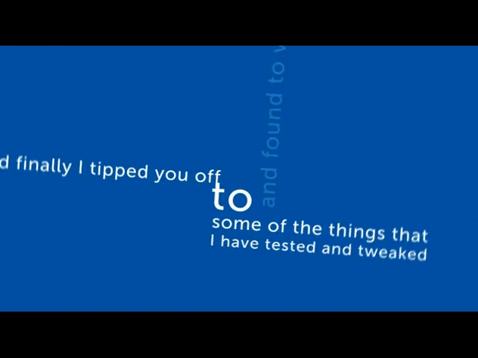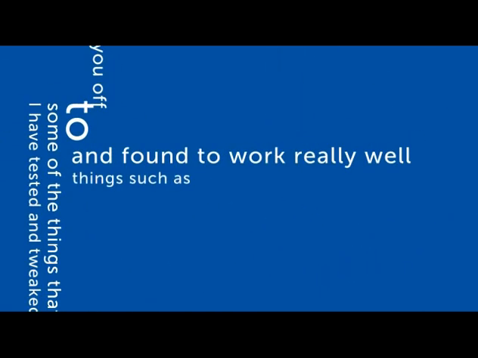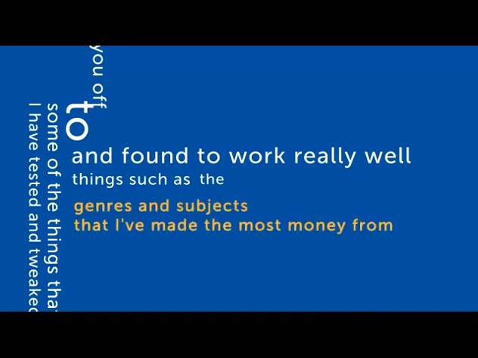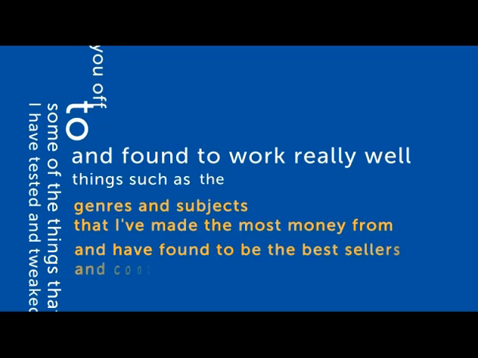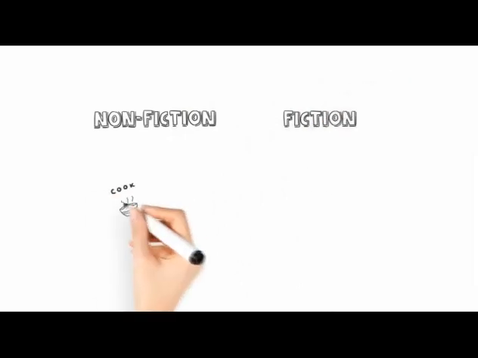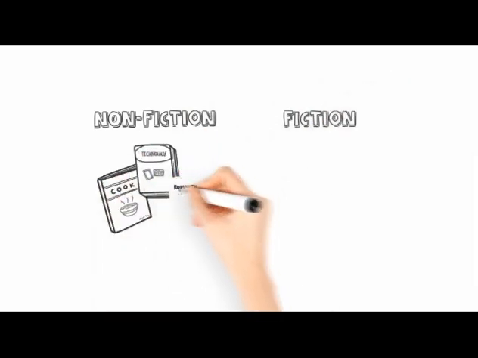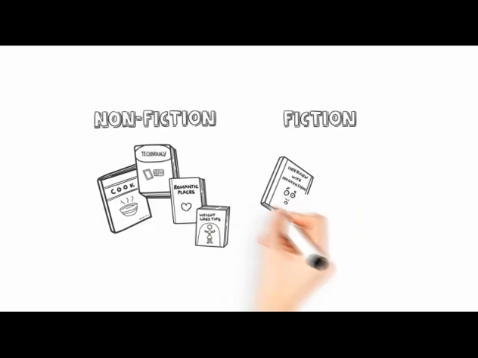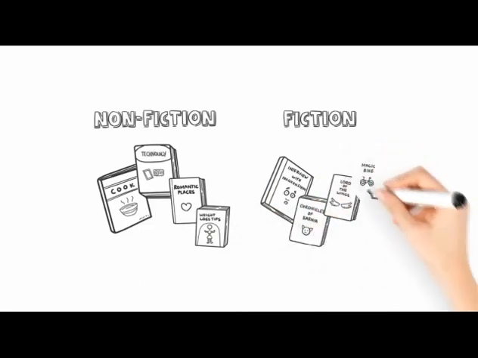And finally, I tipped you off to some of the things that I have tested and tweaked and found to work really well, things such as the genres and subjects that I've made the most money from and have found to be the best sellers and content to publish. And on the flip side, I also told you the type of subject matter that I least like publishing and that you should steer clear of because the year-round revenue stream is simply just not there.